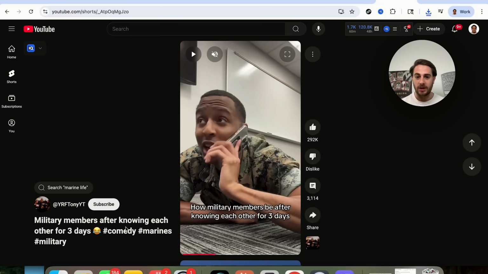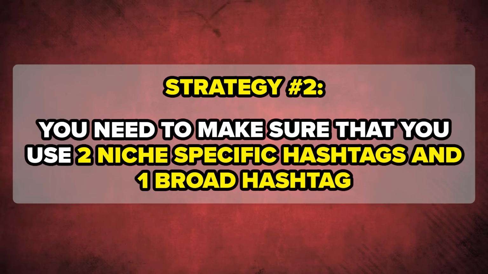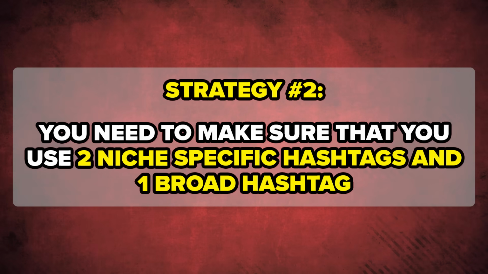If you're uploading a short, hashtags can go both at the end of the description and they can also go at the end of your title. And in some cases, you can get away with using more than 3 hashtags because they won't penalize you for it on shorts. Now, this brings me to strategy number 2, which is going to be using 1 niche specific hashtag and 1 broad hashtag.